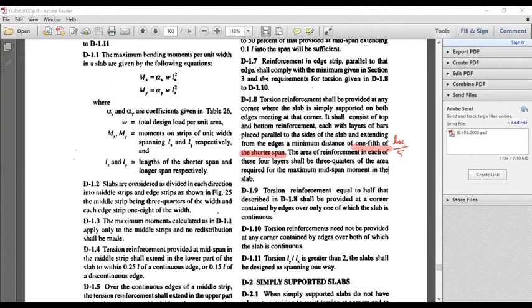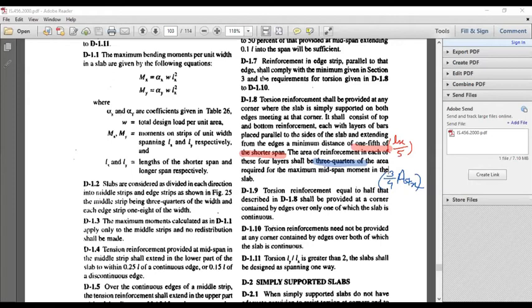Okay, and then further they have given this: the area of the reinforcement in each of these four layers shall be 3/4 of the area required for maximum midspan moment. Okay, 3/4 of which area? Area required for maximum midspan moment. Okay, so maximum midspan moment is in x direction. So it is 3/4 of AstX. So both the things are given over here.